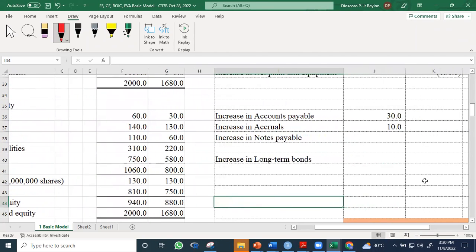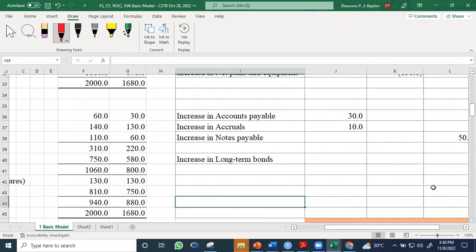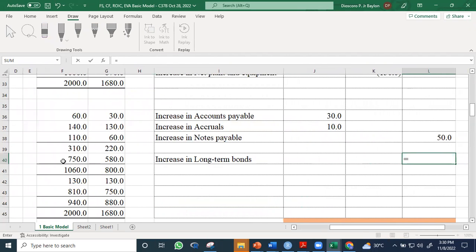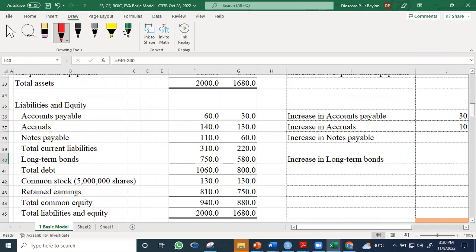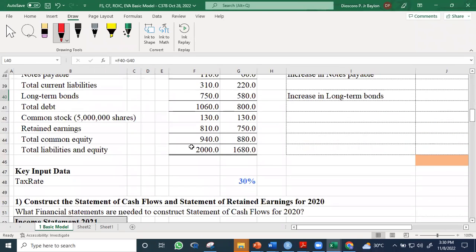Therefore, since it's a liability, it will be a source of cash and it will fall under financing. Kasi interest-bearing yan. Minus 580. There. Okay. Source of cash, no? 170. Kasi nag-increase yung liability natin. Okay. All right. So that takes care of the long-term debt. Total debt, hindi. Kasi total lang yan ng total current at saka yung long-term debt.